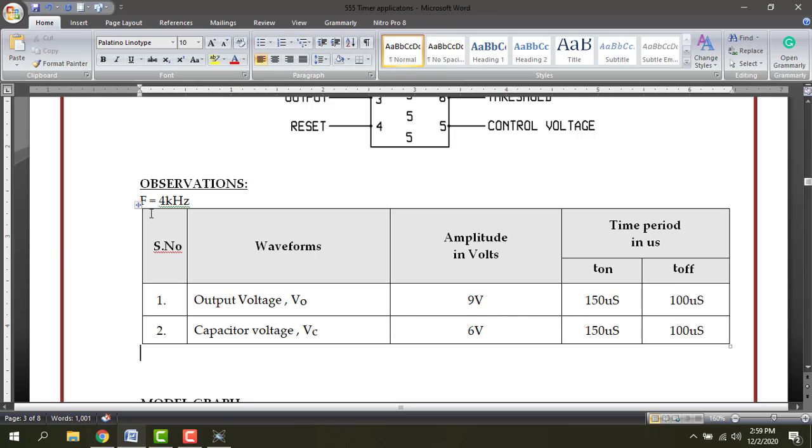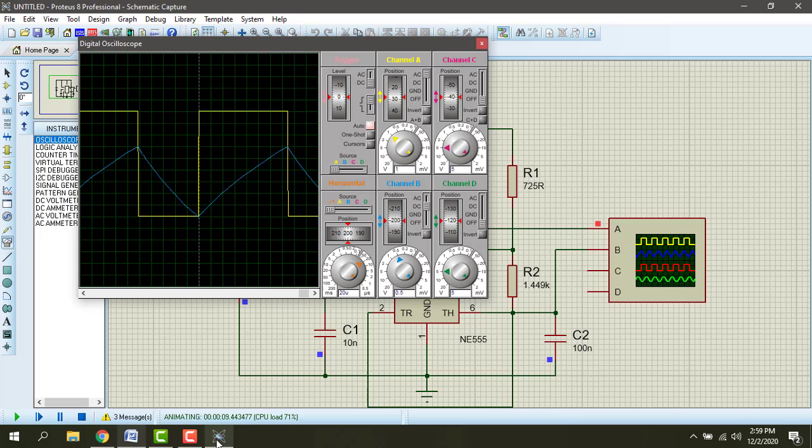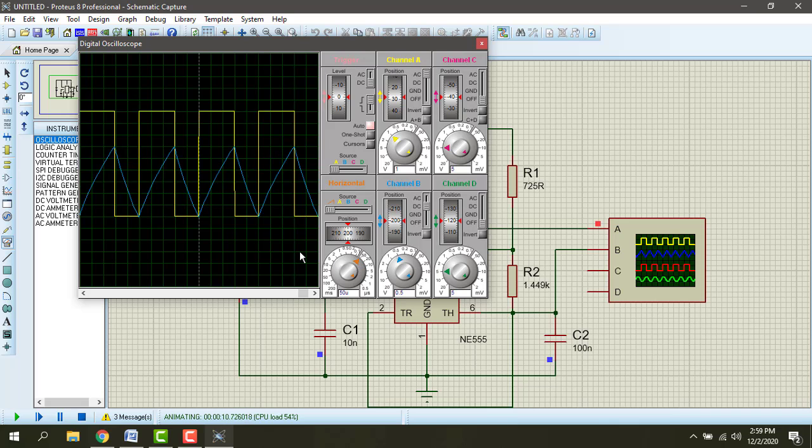So this is our reading. You should make a graph for the reading. The output is a square waveform, the magnitude is 9 volt, the height is 9 volt. The on period is 150 microsecond, and the off time is 100 microsecond. The charging time is equal to the on time, that is 150 microsecond, and the discharging time of the waveform, blue color line, is 100 microsecond, and the amplitude is 6 volts. The charging discharging waveform is 6 volt.